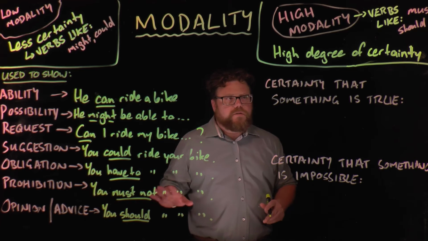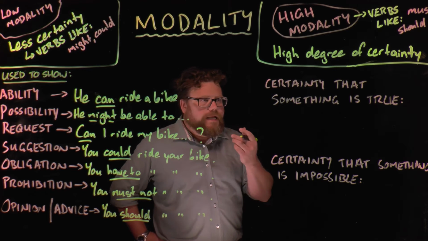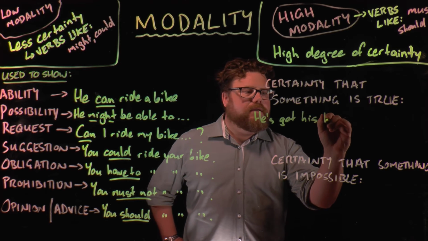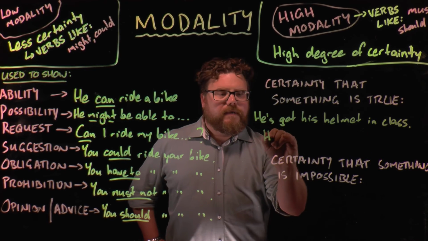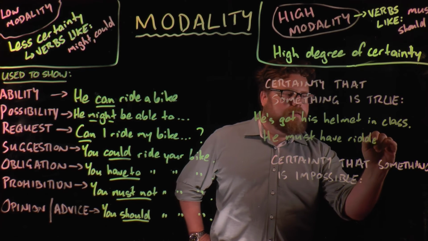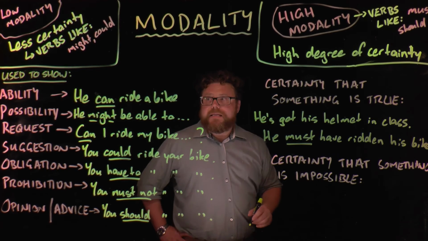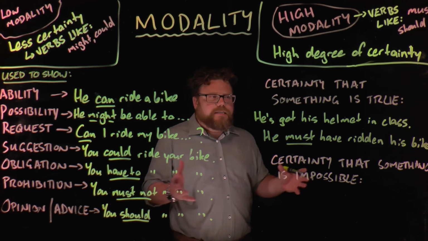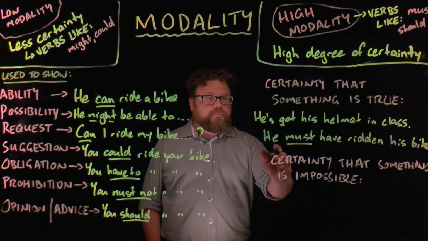Okay, it can also be used to show the certainty that something is true. An example of that is, he's got his helmet in class. He must have ridden his bike. So here, must is our modal verb, and it's showing the certainty that this is true. Well, he's got his helmet in class. He must have ridden his bike. We're fairly certain, and so we're showing that by using a high modality verb here.